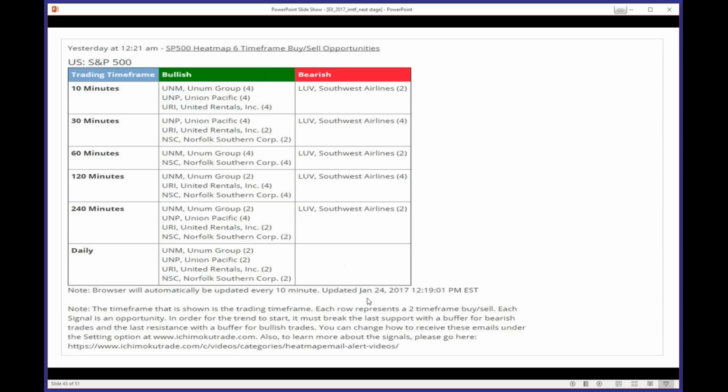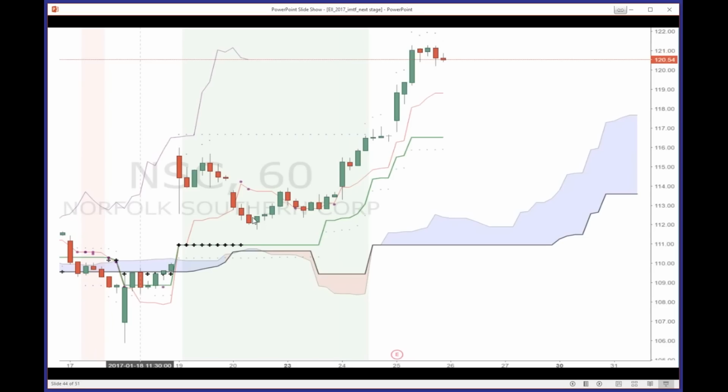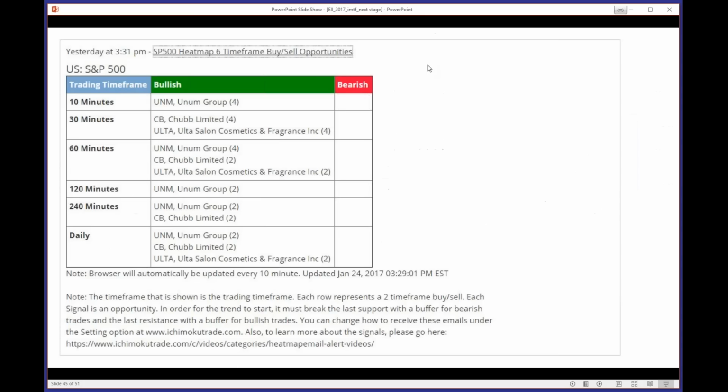Another opportunity here is January 24th. This is around 12 p.m. Eastern Standard Time. This was NSC, Norfolk Southern, on a 60-minute again. You look here, there were crosses here. It didn't pull back to the crosses at all, so the only thing it has was the breakout level here. It broke out right there, and you could see it kept on going.